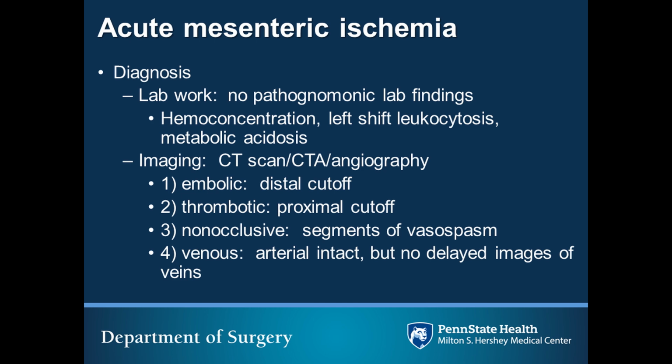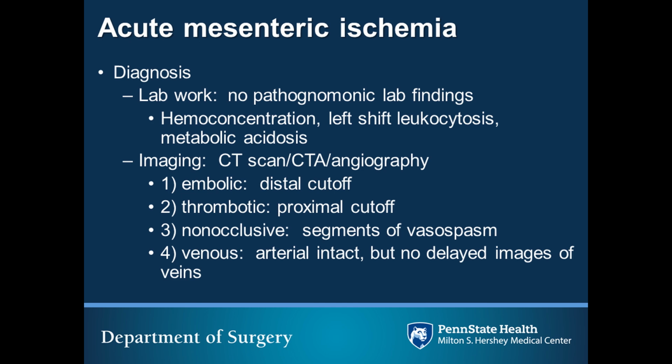First, it's important to note that there's no pathognomonic lab finding associated with the diagnosis. However, you may see signs of hemoconcentration, a left shift leukocytosis, and metabolic acidosis. The best imaging test to order in patients with this suspected diagnosis is a CTA, which includes 3-dimensional abdominal imaging as well as imaging of the vasculature of the abdominal viscera with contrast.